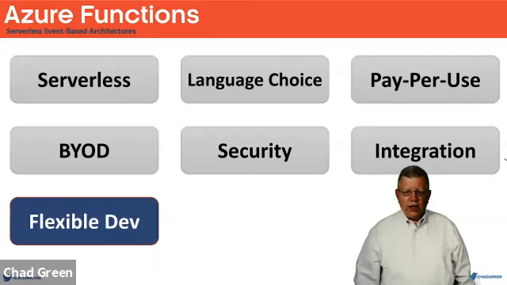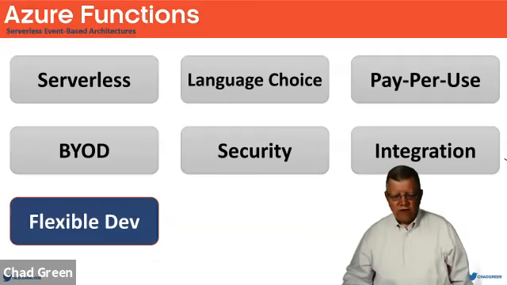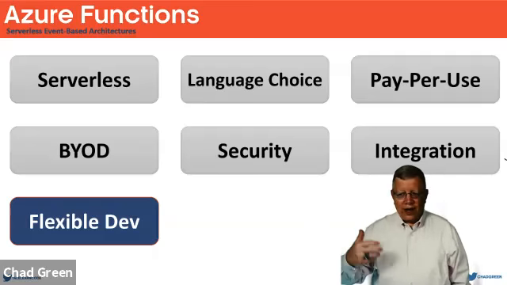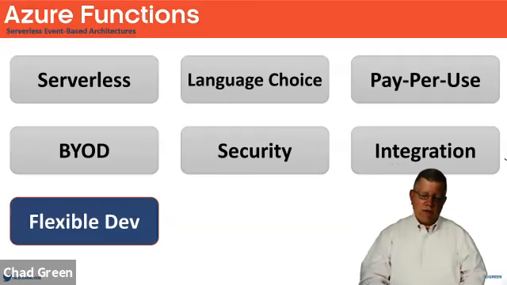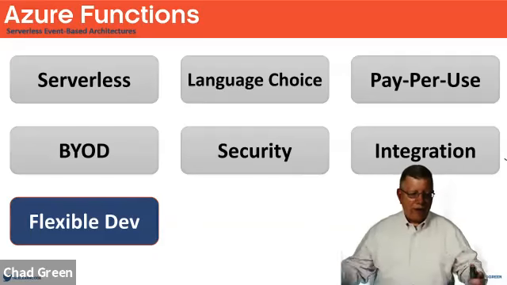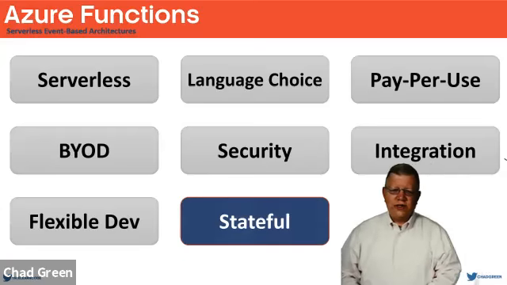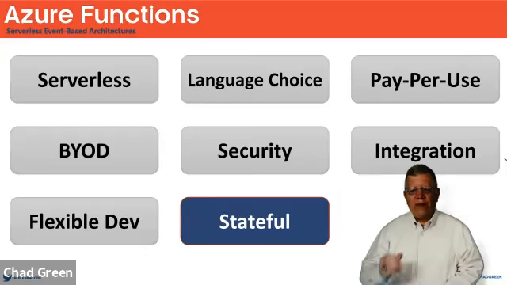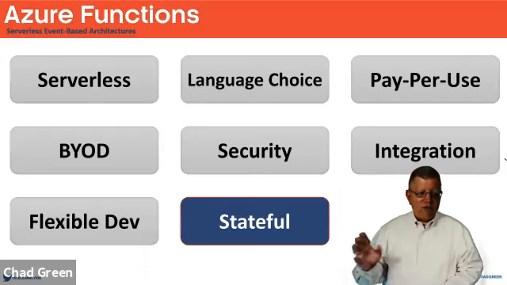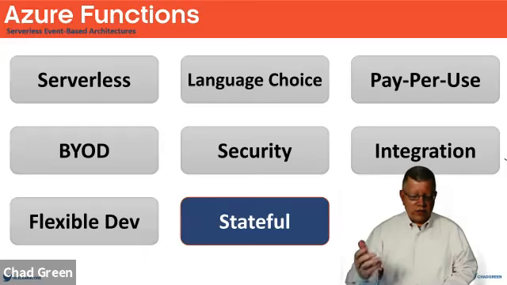Flexible development: it fully supports continuous integration and continuous deployment. On top of that, as you'll see, I can write code and run it on my local machine, even though it's meant to be a server, a cloud-based thing, which means I can debug my code locally. Normally when we talk about serverless, we talk about stateless, and most Azure functions are stateless. But should you need a stateful operation, you can use durable functions to get that.